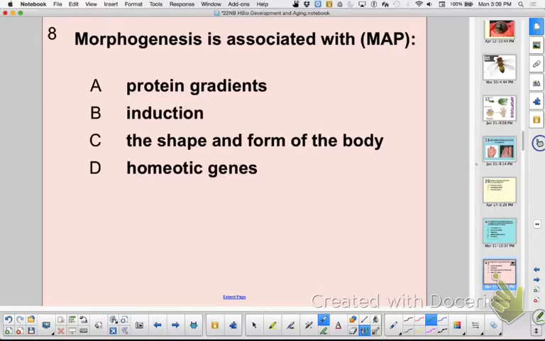Morphogenesis is associated with protein gradients, those morphogens in a gradient. It does have to do with induction. It does shape and form the body, and you are going to use homeotic genes to code for those morphogens. So morphogenesis, you have to talk about all those things to talk about morphogenesis.